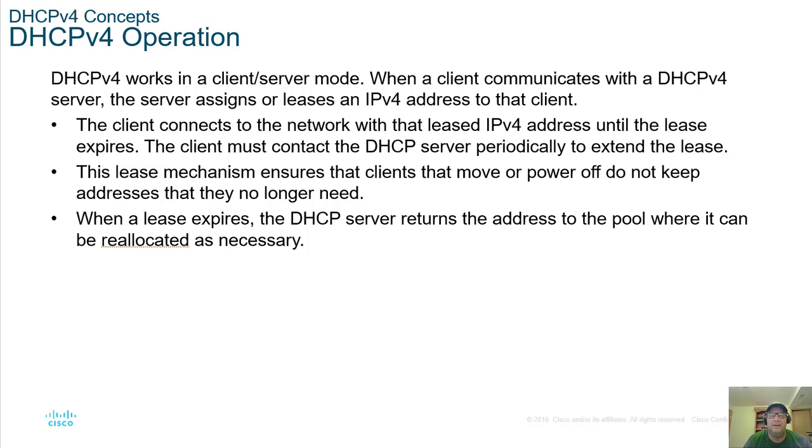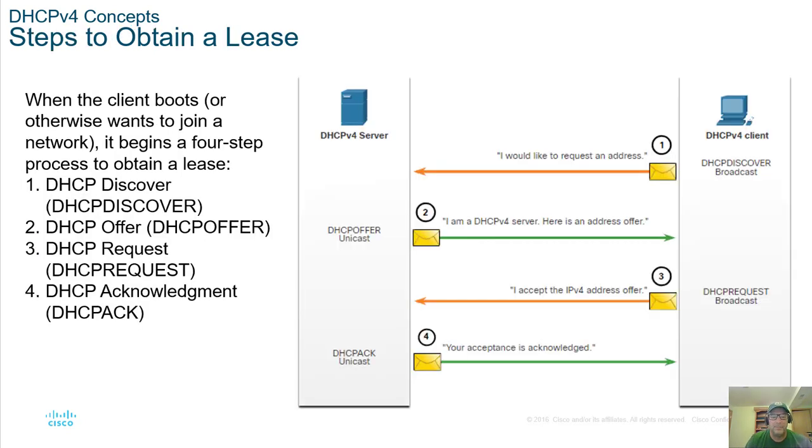Your router interfaces can also be set up as DHCP clients, which in the past we have not done yet. We've only set them up as static IPs, but you can pull an address just like a PC would get a DHCP address. A router interface could also get a DHCP address. The steps to obtain a lease from a DHCP server are as follows. Take a look at the diagram. This is actually really a nice picture here. We've got the DHCP server on the left and the DHCP client on the right.